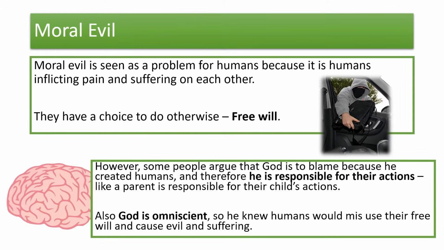However, some people do argue that God's actually to blame because he's the one who created humans. Therefore, he's the one who's responsible for their actions. Similar to how a parent is responsible for their child's actions. Furthermore, God's also omniscient, so he knows everything that was, is, and will happen. So he knew that humans were going to misuse this free will, and he knew that they were going to cause evil and suffering, yet he made them anyway, and yet he allowed them to make these decisions anyway without intervening. So some people would actually argue moral evil is a huge problem for God, because he's ultimately responsible for the human race.